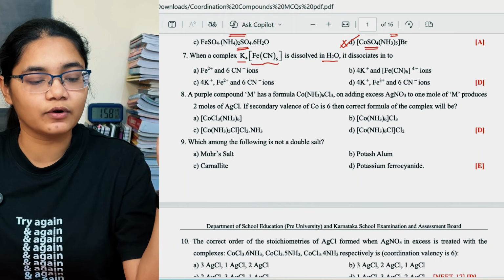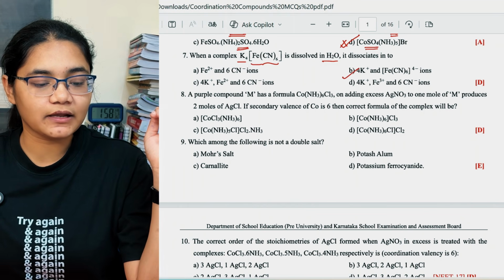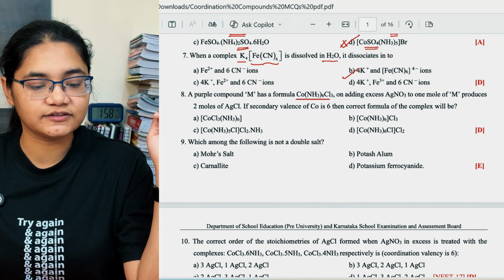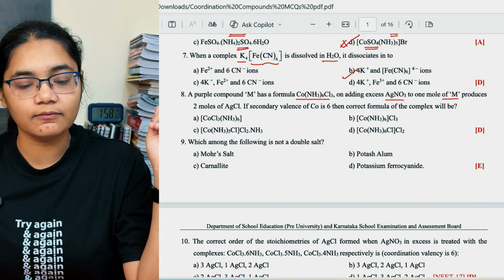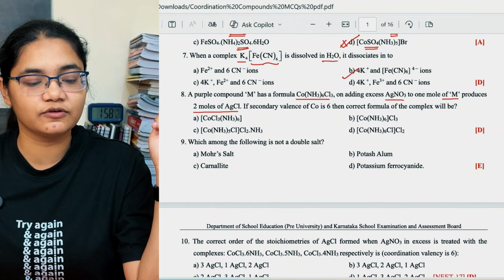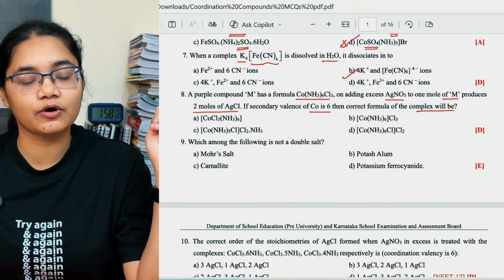So that will give you 4K plus and 1 complex. That is your option number B here. Next, a purple compound M has a formula of Co(NH3)6Cl3. On addition of excess of AgNO3, 1 mole of compound M produces 2 moles of AgCl. If the secondary valency of cobalt is 6, then the correct formula of the complex will be.